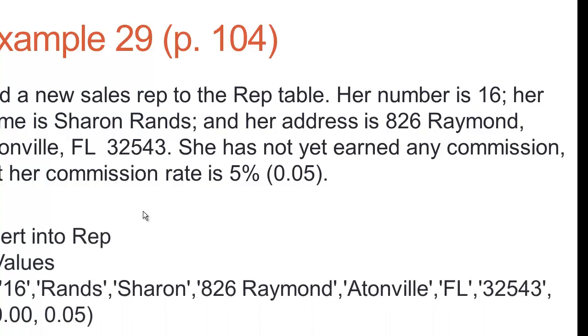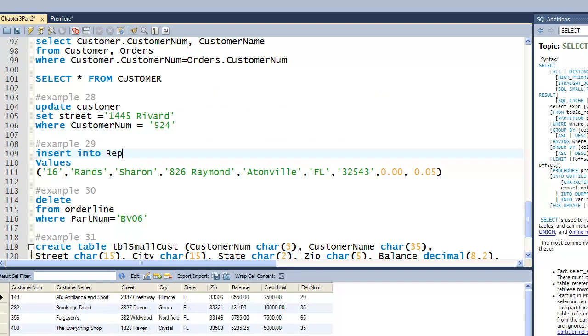Of course, in order to do this, I would need to know the actual fields of the table and the order of those fields. Insert into rep, the name of my table, values, and notice all my values one after the other separated by commas in parentheses. Notice that those values that are text or character are in single quotes, like her rep number 16, her last name Rands, her first name Sharon, etc. But those values that are stored as numbers, like how much commission she's currently earned and her commission rate here at the end, are not included in single quotes because they are not text.